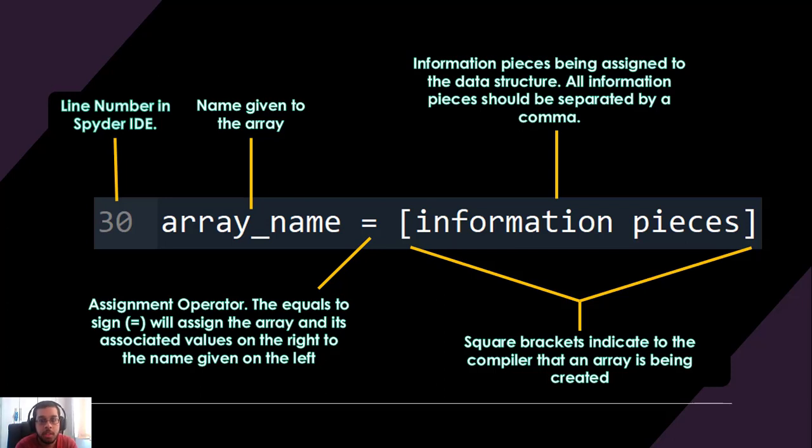Array name is equals to information pieces. Line number in Spyder IDE. Name given to the array. Assignment operator, the equals to sign, will assign the array and its associated values on the right to the name given on the left. Information pieces being assigned to the data structure. All information pieces should be separated by a comma. Square brackets indicate to the compiler that an array is being created.